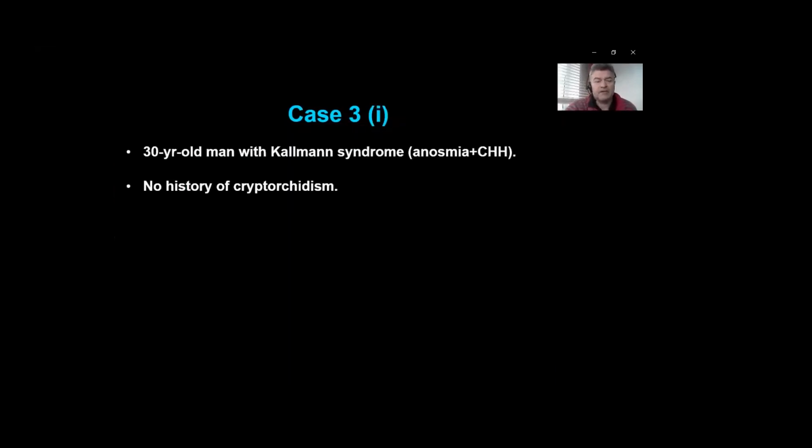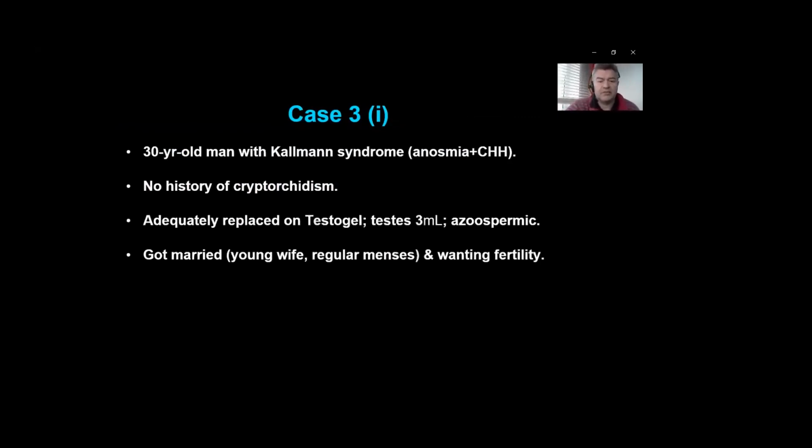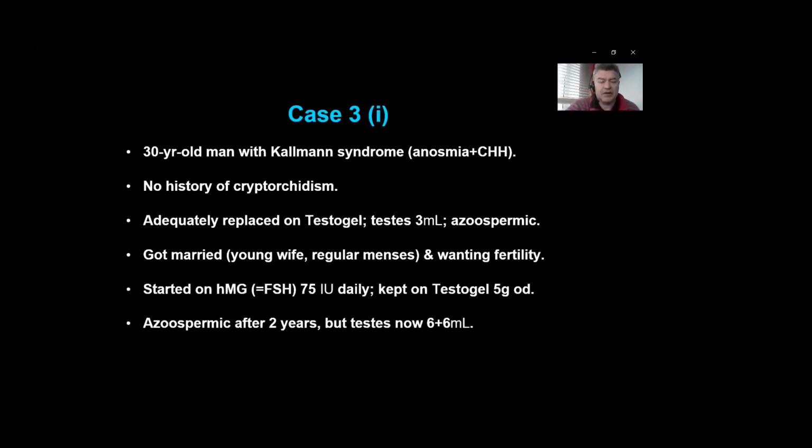So case 3, it's a 30-year-old man with Kallmann syndrome, not cryptorchid. He was okay on testosterone gel, small testes, 3 mil, azoospermic, got married, young wife, regular menses, wanting fertility. His team started him on FSH, but kept him on testosterone gel. I'm not totally sure why.